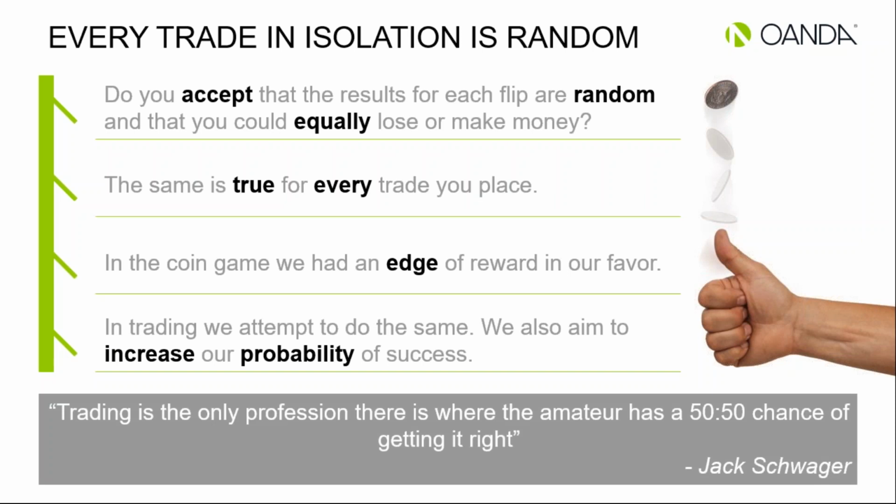In the coin game, we actually had an edge, so the risk reward was in our favor. What happens if you stand to only gain $10 and lose $10? What if the risk reward is 1-to-1? Will you still take the trade?